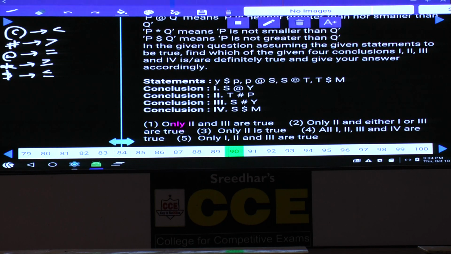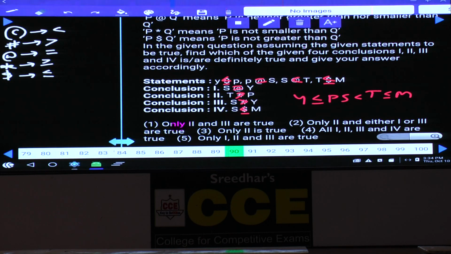Then question number 90, Y dollar. Dollar stands for Y lesser than or equals to P, and P at the rate of means P equals to S. S copyright means S lesser than T, and T dollar means T lesser than or equals to M. Then at the rate of means S equals to Y. T hash means T greater than P, S greater than Y, and dollar means lesser than or equals to. Now Y lesser than or equals to P equals to S lesser than T lesser than or equals to M.